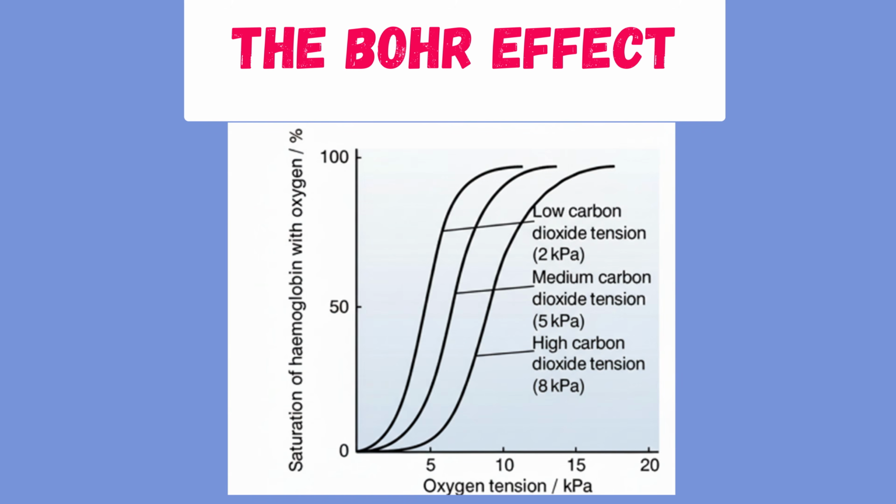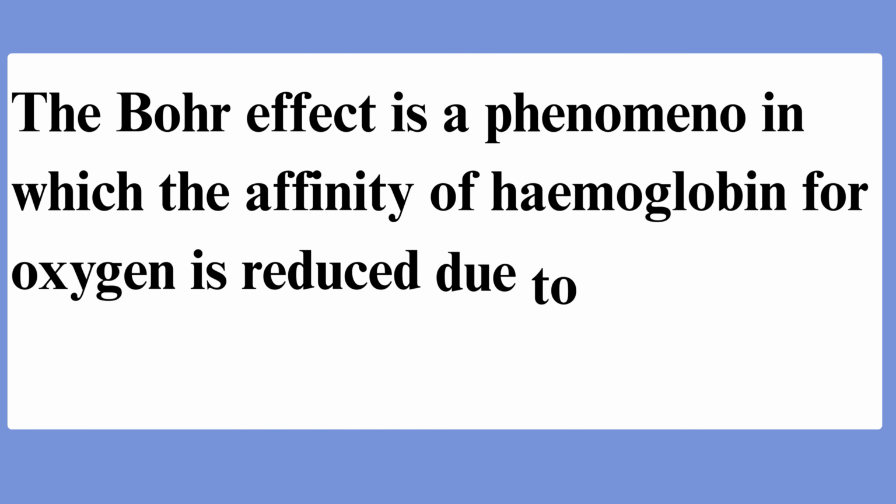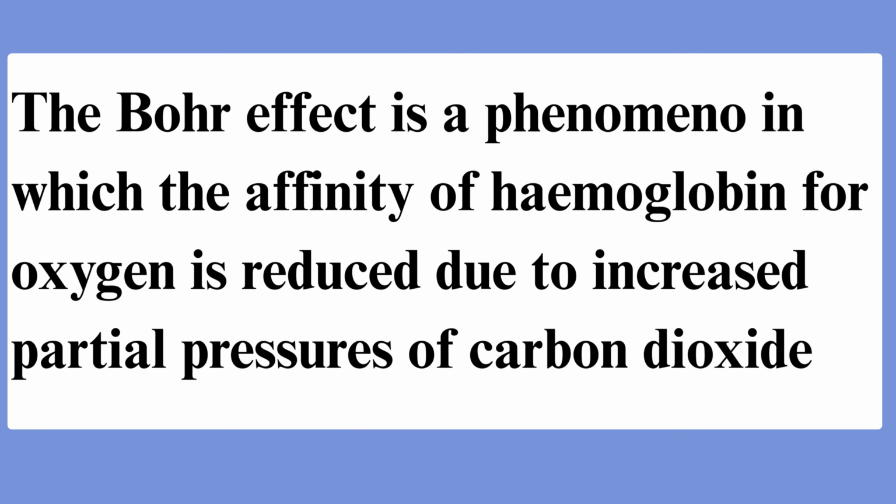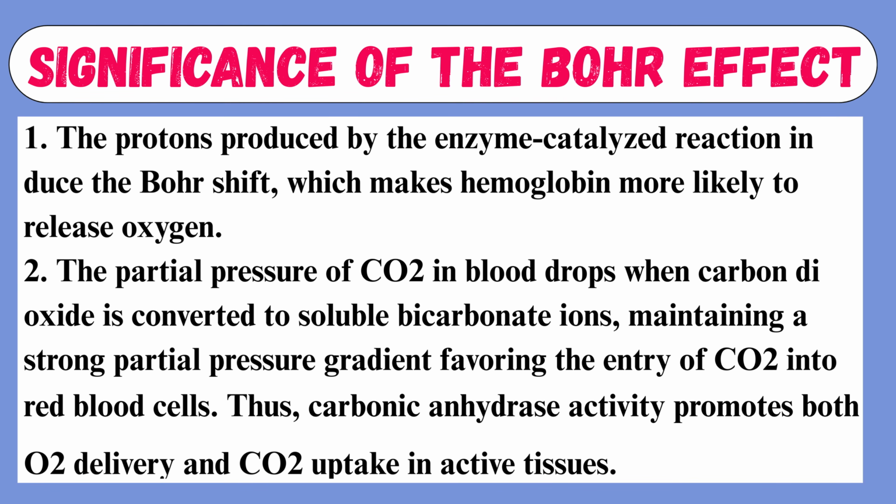Usually in tissues where a lot of carbon dioxide is being produced, there is a tendency of hydrogen ions accumulating in that region, coming from high amounts of carbon dioxide. This tends to reduce the affinity of hemoglobin for oxygen, whereby the hydrogen ions cause the dissociation of oxyhemoglobin. So the Bohr effect is simply a phenomenon in which the affinity of hemoglobin for oxygen is reduced due to increased partial pressures of carbon dioxide, inside the tissues where we have a lot of carbon dioxide coming from respiration.